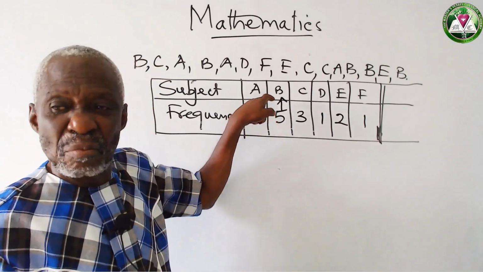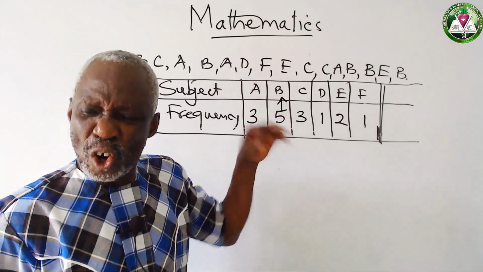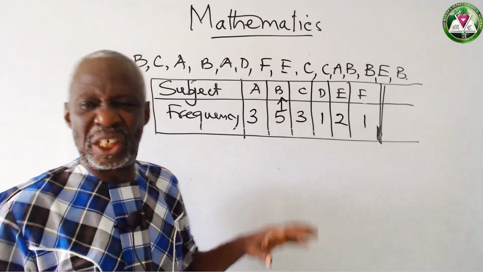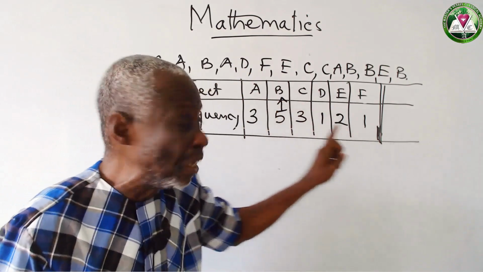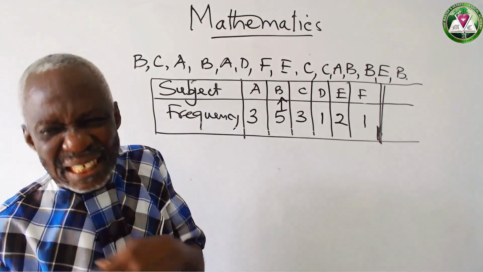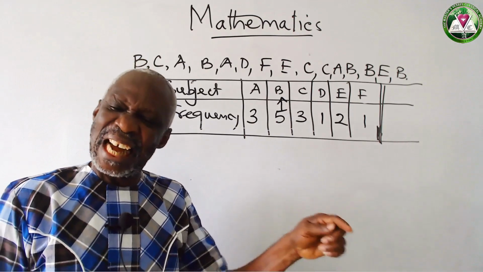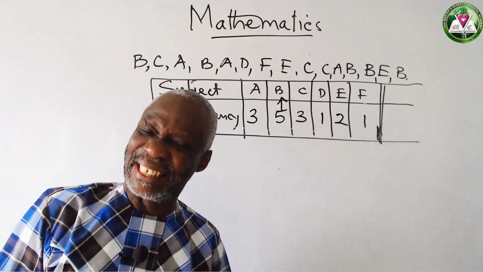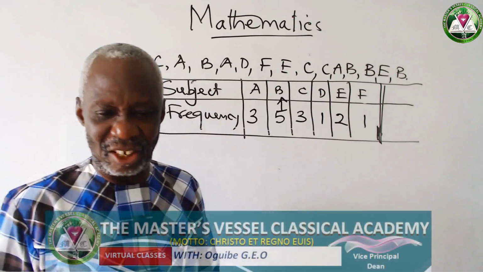The mode is what? B. That particular item that appears more number of times than others that are listed with it. So it is B that appeared more than the others. And B appeared how many times? 5. It is not the frequency that is the mode. The mode is that item that has the highest frequency. That thing that appeared more number of times than the others.